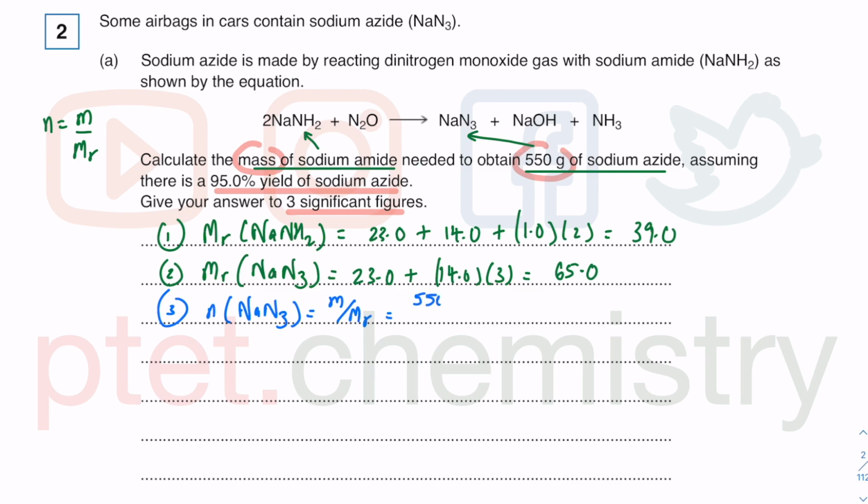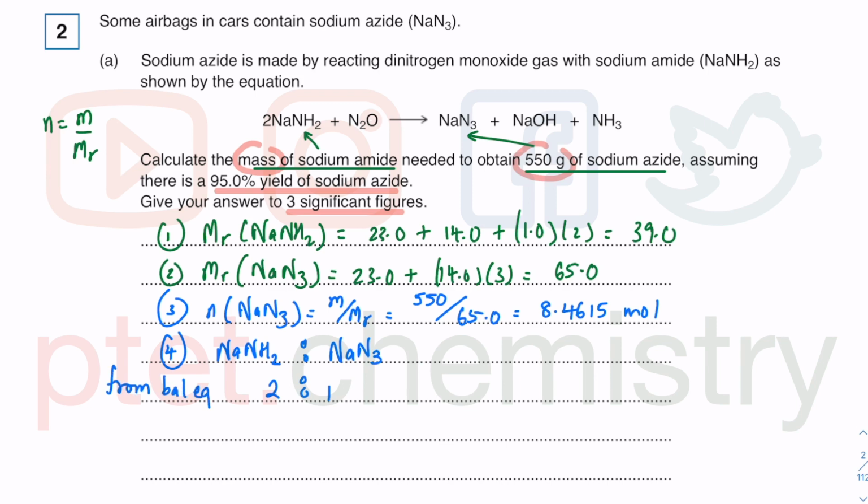So that's the mass, 550 gram, divided by the MR of NaN3, that's 65.0, and I get 8.4615 mole. Don't want to round up too early, obviously. The next step is the mole ratio. So we can see NaNH2 to NaN3 is 2 mole to 1 mole, because 2 mole of NaNH2 give you 1 mole of NaN3. This is from the balanced equation.